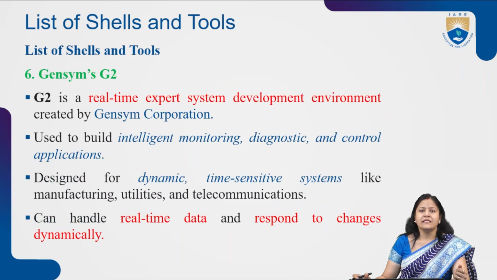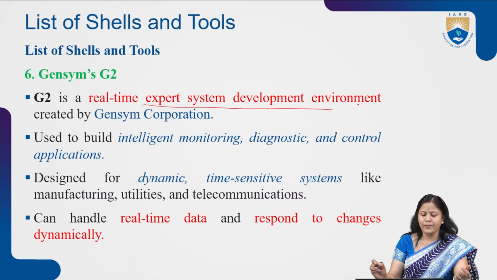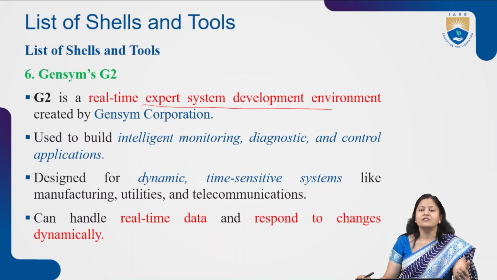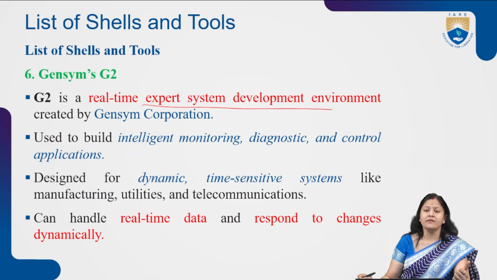Sixth one is Gensym's G2. So G2 is a real-time expert system development environment, like a cell we can say. It was created by Gensym Corporation. It is used to build intelligent monitoring, diagnostic, and control applications designed for dynamic and time-sensitive systems like manufacturing, utilities, and telecommunications. It can handle real-time data as well as respond to changes dynamically. Especially this type of cell is used in dynamic environments.